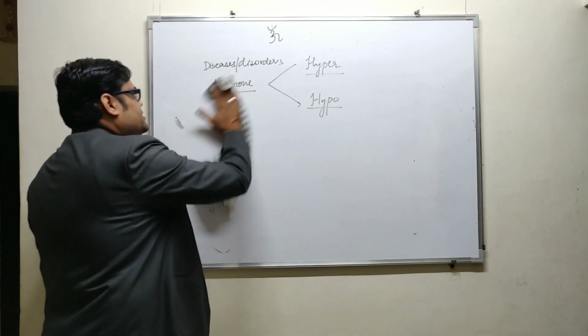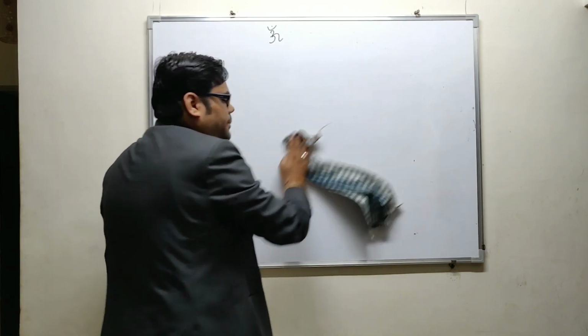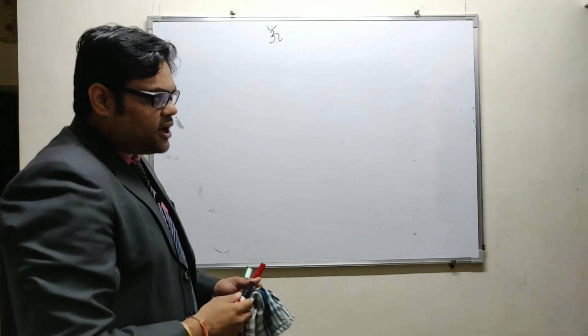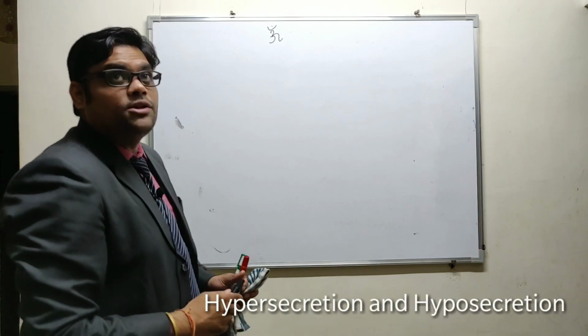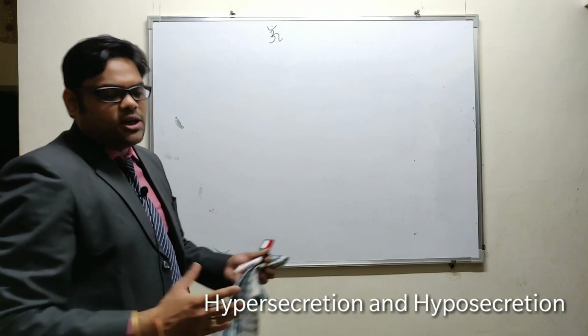Now coming to the next, we have the parathyroid gland. The parathyroid gland secretes parathormone. The functions of parathormone are just antagonistic to thyroid hormones.